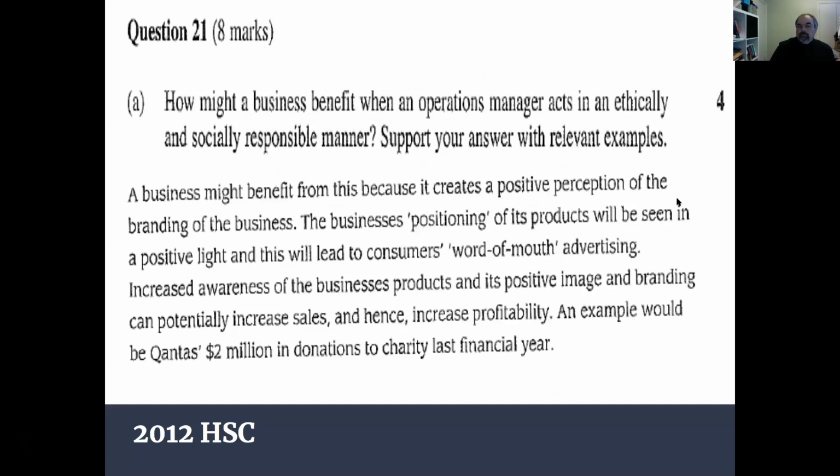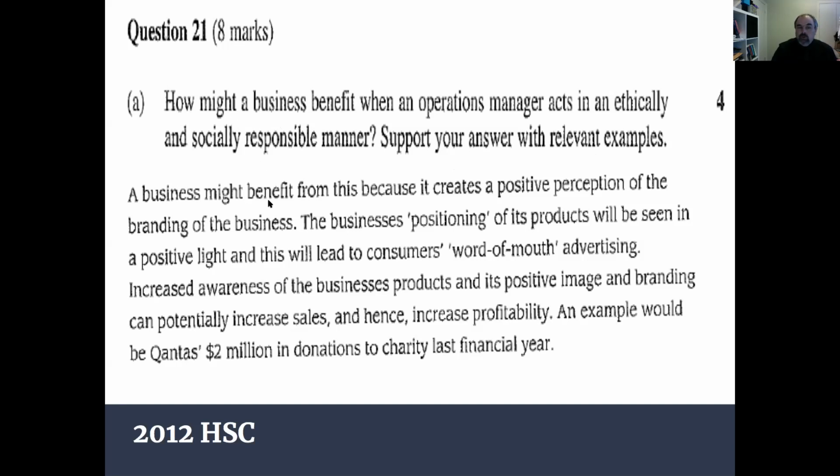Next question. How might a business benefit when an operations manager acts in an ethically and socially responsible manner? Support your answer with relevant examples. So this time the verb in the question is how. Okay, so how might it benefit? So we're giving reasons. Now this socially and ethically, this concept of CSR is a pretty important concept in topic 1 that you should know well. So let's have a look at the answer.